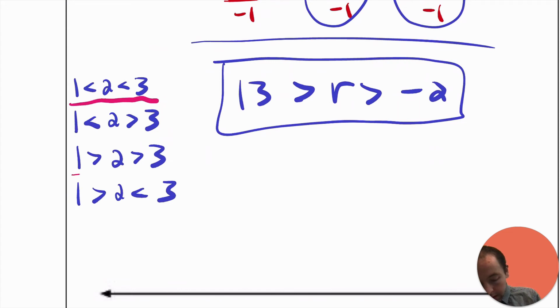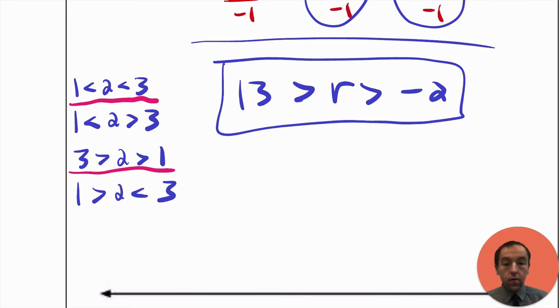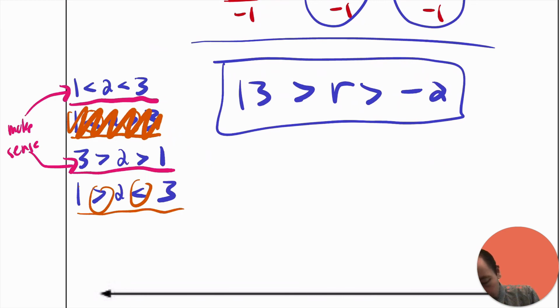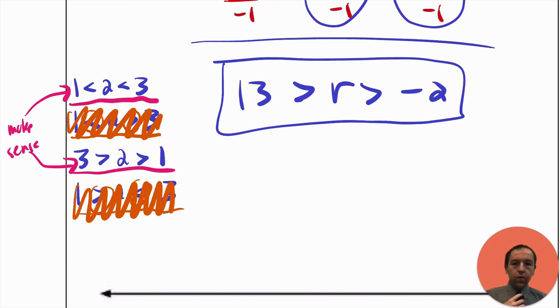Also, maybe I should have written this third one differently. So this makes sense. Also, 3 is greater than 2, and 2 is greater than 1, right? So these two make sense. With the other ones, though, this guy right here and this guy right here, they don't really make sense because those signs are kind of pointed outwards, right? And then these signs are pointed inwards, and if you try to compare stuff there, it doesn't really make sense. So you don't ever want to have those inequality symbols pointing different ways.